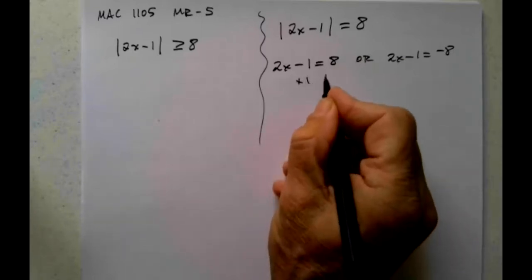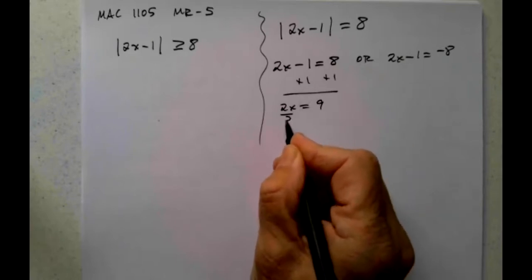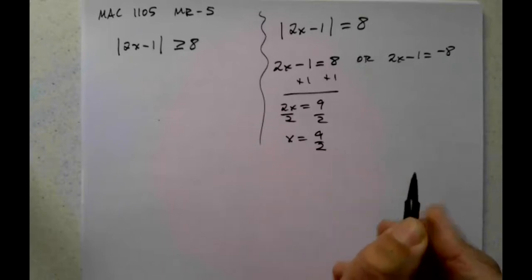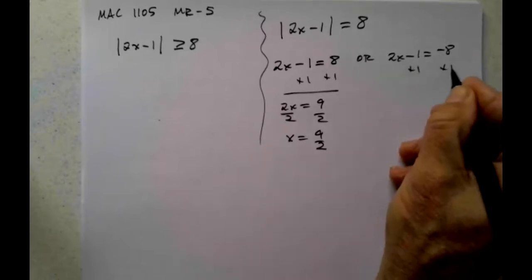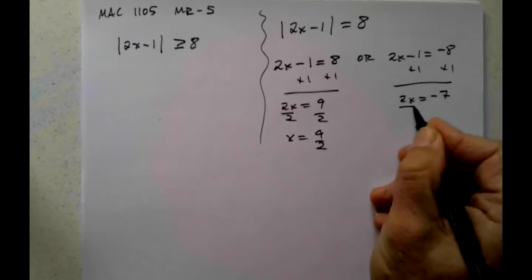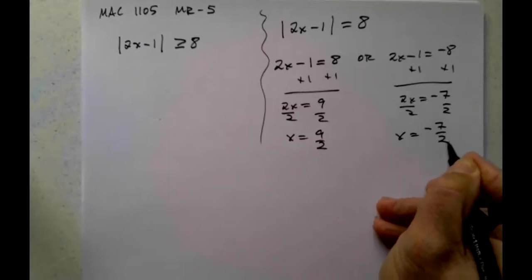Let's add 1 to both sides. 2x is 9. Divide 2, divide 2. X is 9 halves. Add 1 to both sides. 2x is negative 7. Divide 2, divide 2. X is negative 7 halves.